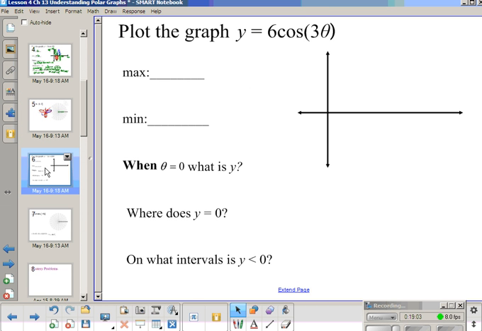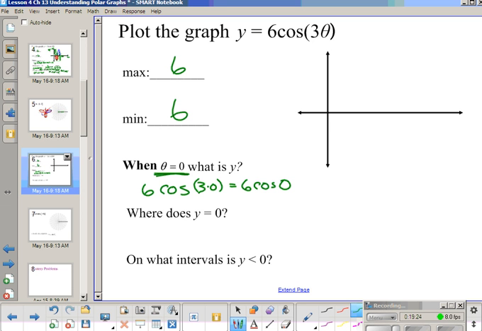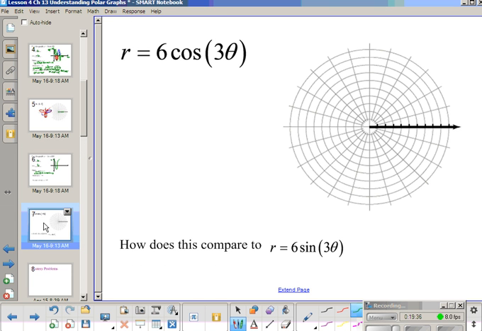If we look at the cosine graph, very similar to the sine graph, my max and min are the same. What is different is when theta is 0, what's my y? And so in this case, I'd have 6 cosine of 3 times 0, or 6 cosine of 0. And cosine of 0 is not 0 like sine of 0 is. Cosine of 0 is 1, so I get 6. So now instead of being down here like sine, I'm up at 6. And how that relates to my polar graph is instead of starting here and going out, I'm going to start out at 6.